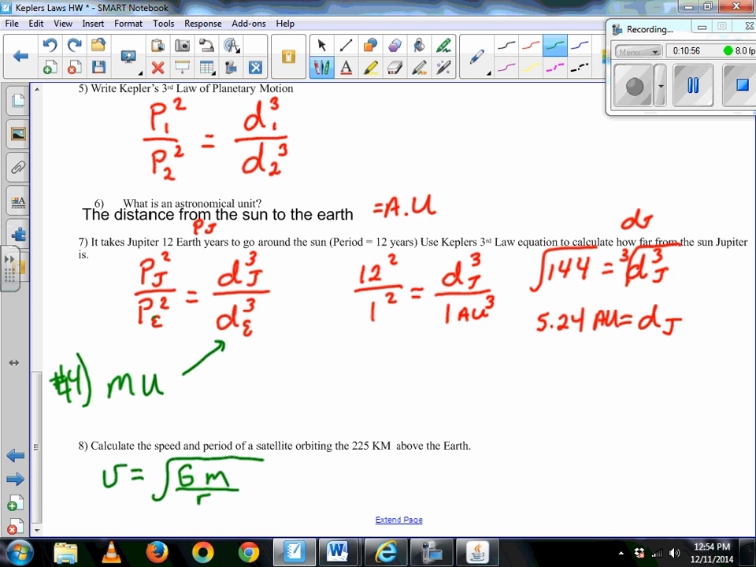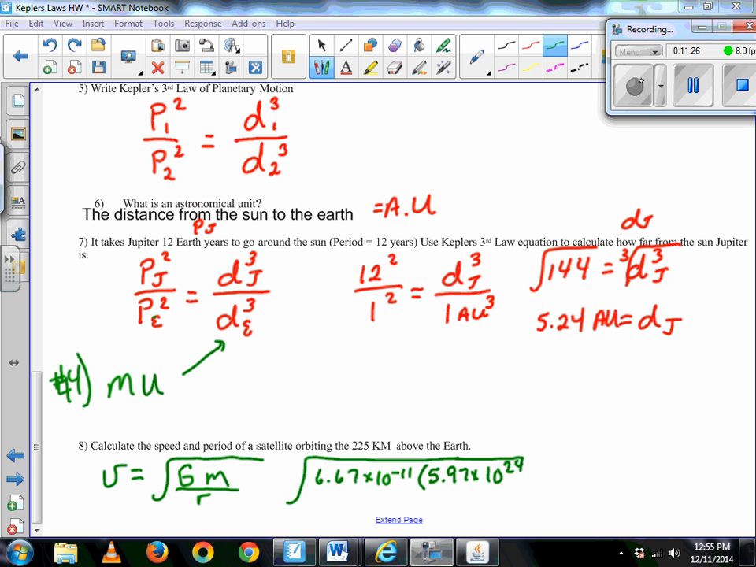So if I wanted to know the period of an orbiting satellite that's 225 kilometers above the Earth, what we're going to do here is this. I'm going to take the square root. For G, I'm going to put in 6.67 times 10 to the negative 11. For the mass, it's going to be the mass of Earth, and then down here on the bottom, I'm going to put the radius, or the distance that it is above the Earth.